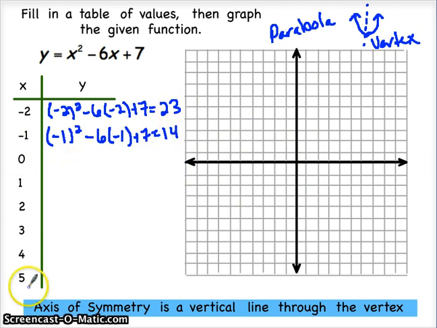Go ahead and take the rest of the points on this table, plug them into your function. I'm going to pause the video now, and then you can go ahead and fill in the table, and I'll pick it back up when we have the table done.